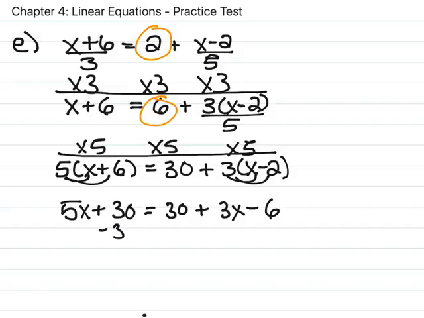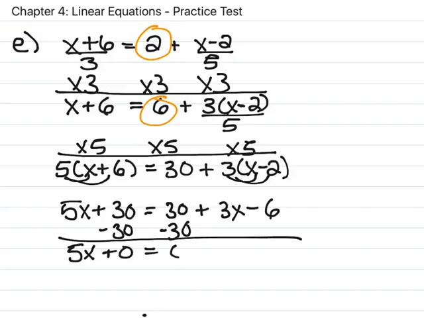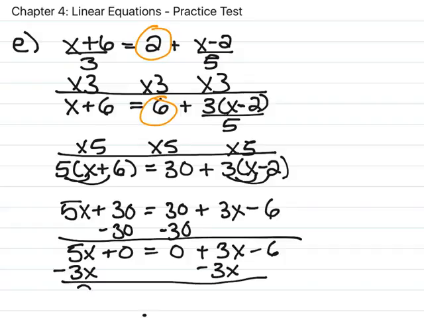So I'm going to make the 30s disappear. You could also gather your like terms at the moment, so including the negative 6, but I'm going to leave it for the moment. So we get 5x plus 0 equal to 0 plus 3x minus 6. I'm going to bring the x's over to the left-hand side. This will leave us with 2x will equal, this goes to 0, so negative 6. Divide everyone by 2. So x equals negative 3.